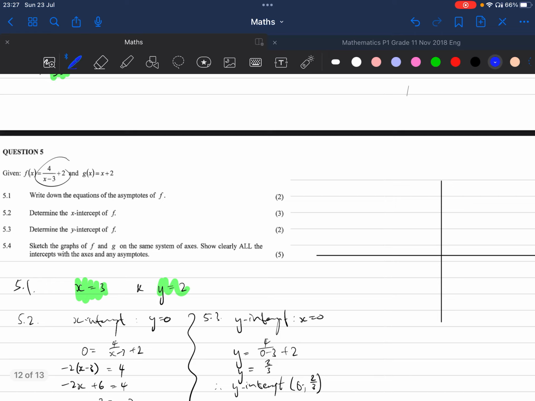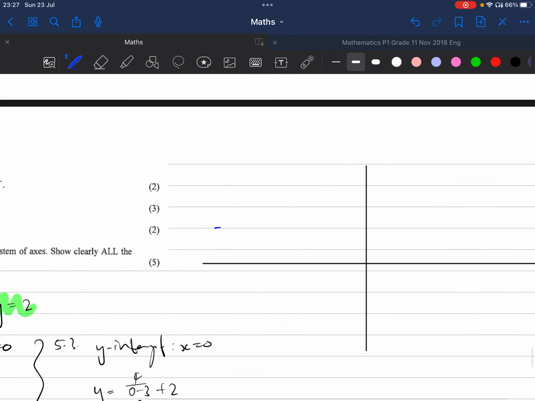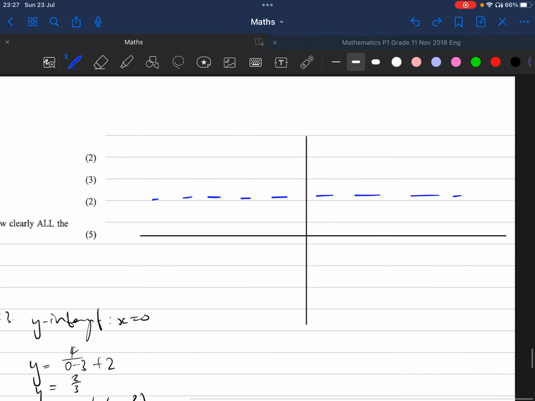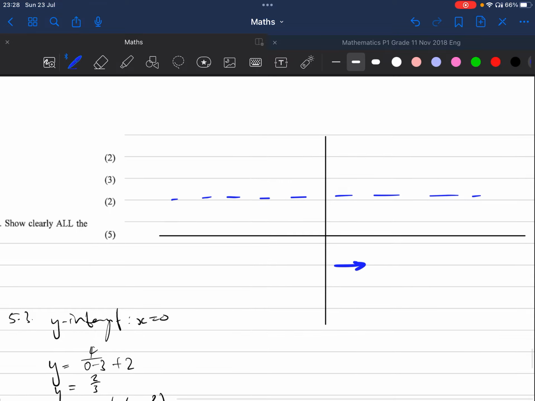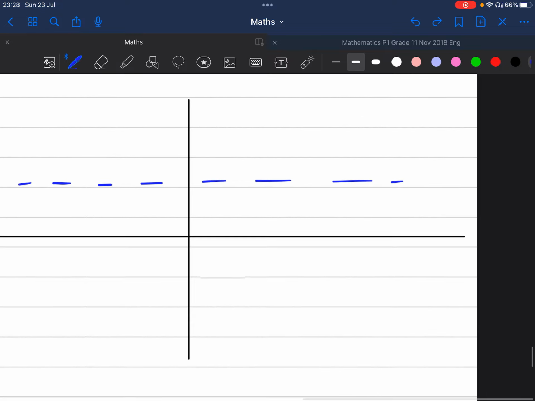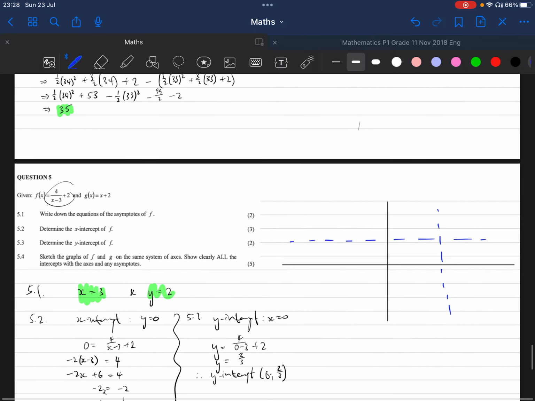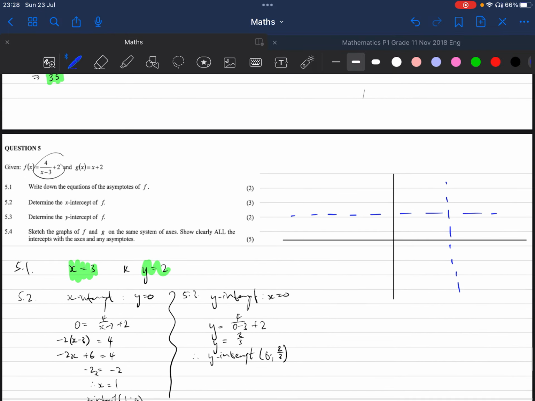I'll use blue. And so y equals 2. So here's y equals 2. It's going to be somewhere above the x-axis. And then x equals 3 is going to be somewhere on the right of the y-axis. So that will be there. And now we can just sketch in our graph.